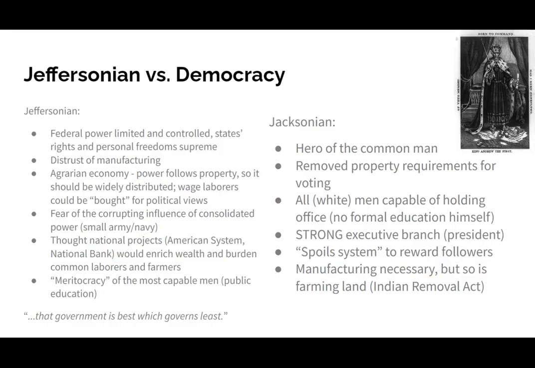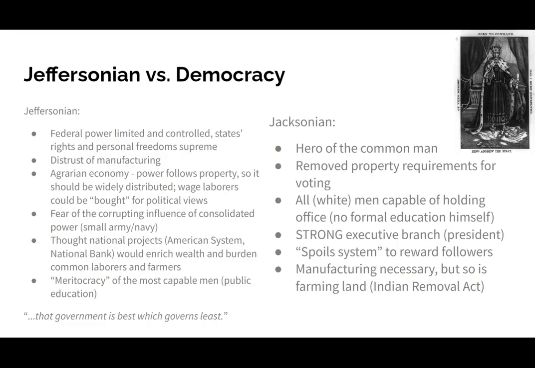He didn't really trust wage laborers, manufacturers, people who worked for a low wage in a factory or a mill. He felt that they couldn't be trusted because they could be bought or very easily influenced in their political views. So at that point, he felt that wage laborers were simply not independent political thinkers. He had a very strong fear of the corrupting influence of consolidated power, which is one of the reasons why we maintain such a small army and navy under the Jeffersonian era. And then he also thought that national projects like the American System and the National Bank would only enrich the wealthy, and then they would burden the common laborers and farmers.